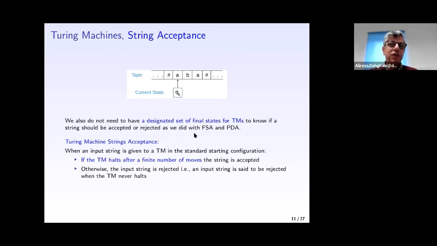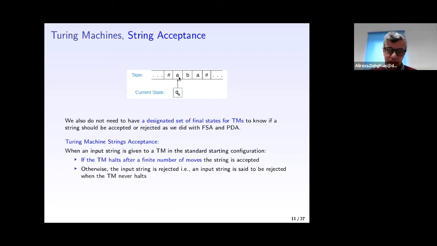If you remember again, previously we used to say a string is accepted if we finish the input string and also we are in the final state. While here in the Turing machine, we don't have any final state. So that's not the criterion to say if we accept or reject a string. Turing machine string acceptance: when an input string is given to a Turing machine in the standard starting configuration, if the Turing machine halts after a finite number of moves, the string is accepted. So that's the only criterion.